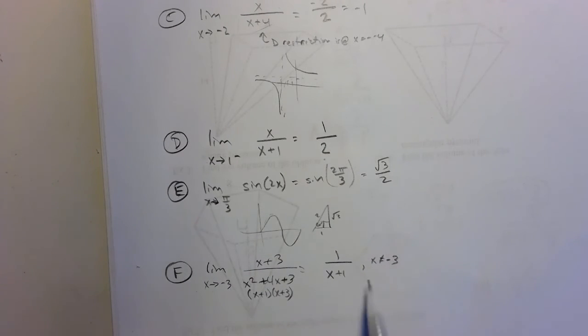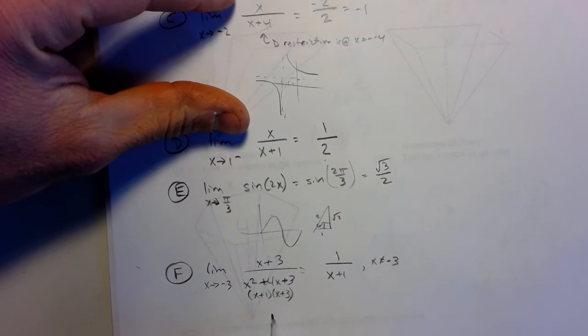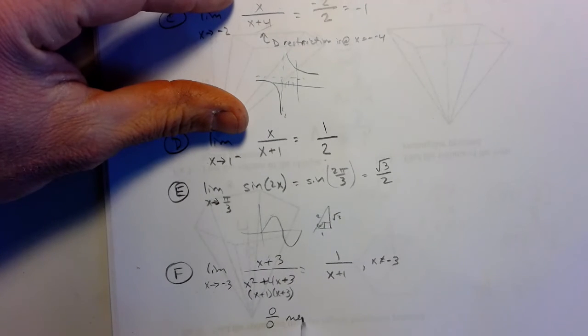Okay, so if we had plugged in -3 originally, it would have given us 0 in the denominator. It also would have given us 0 in the numerator. Right? 0 in the numerator, 0 in the denominator. And we can see that the 0 over 0, when you're doing it, means you're missing something.